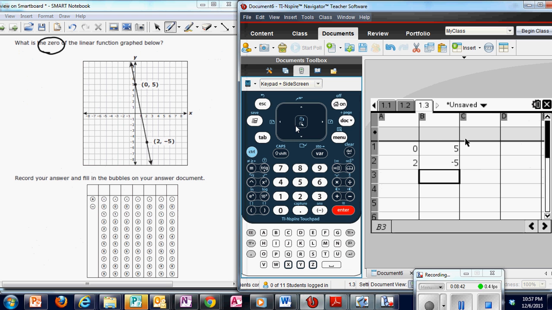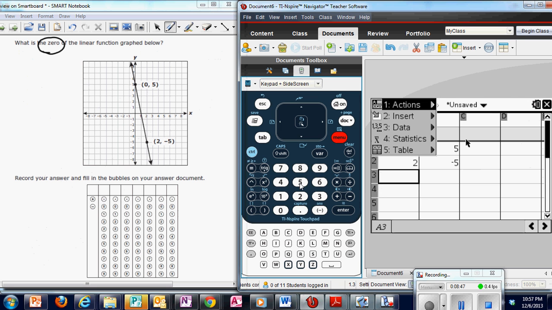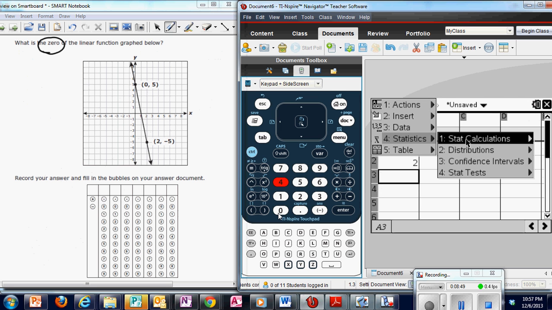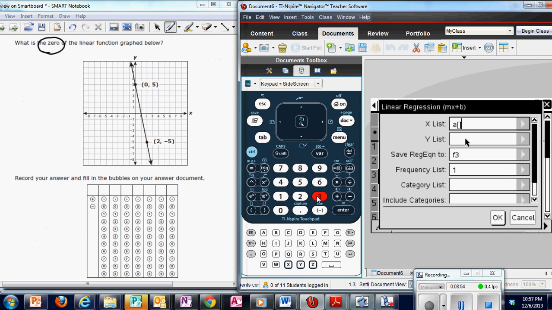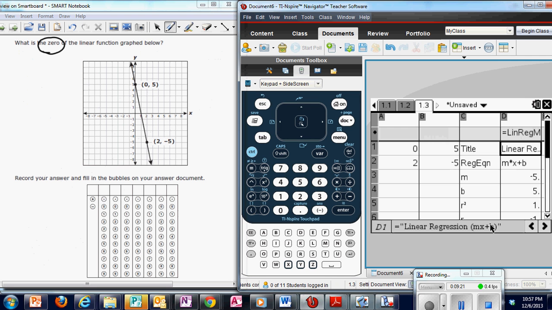I'm going to arrow to the right, to the left, hit menu, 4 for statistics, 1 for stat calculations, and 3 for linear regression, mx plus b. Now, this has to say A with the brackets, and this has to say B with the brackets. It just says that's the column that I got this information from. So B, control open parentheses, gets my brackets. This f of 3 lets me know that the equation that's going to work for this line is going to be stored in the graph section as f of 3. So I can either tab to OK, or I can use my touchpad and just click it.